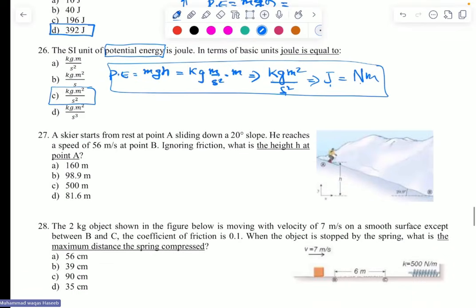Now question number 27. A skier starts from rest, and this is the information. Start from rest, which means its initial velocity is zero. Sliding down a slope theta, he reaches the speed Vf at point B, ignoring the friction. There is no friction. What is the height h?